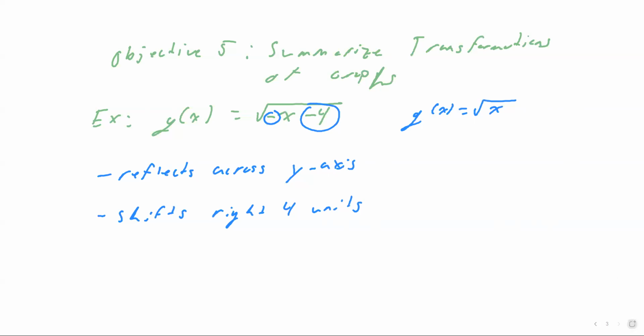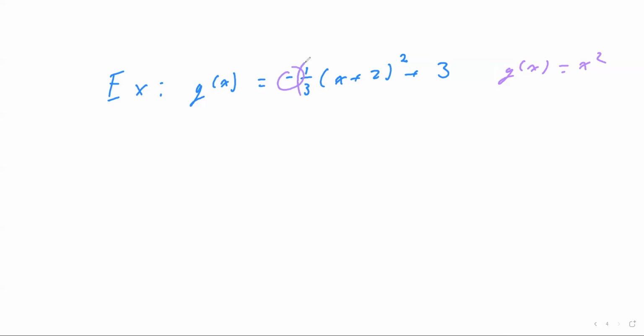Alrighty, so then when we move on to the next example, I have g of x equals negative 1/3 times (x plus 2) squared plus 3. Okay, so I see the square, so that tells me the parent function will be x squared. That's one of the 8 parent functions I have. So I see that there's a negative, a 1/3, a plus 2, and a plus 3. That tells me there's 4 things going on.